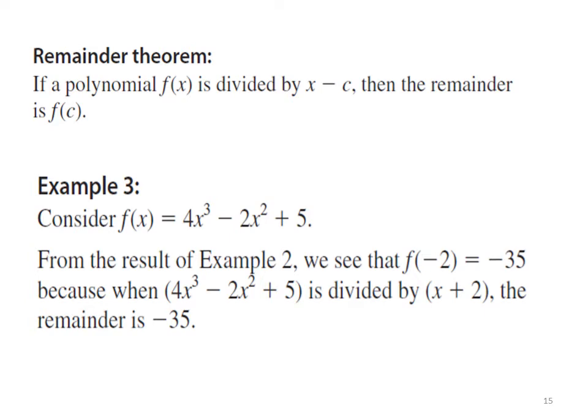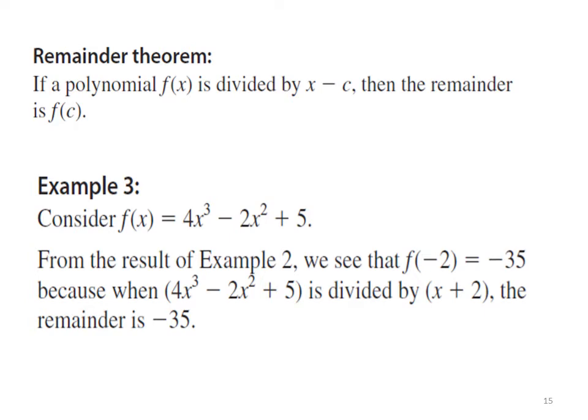In our example, f of x equals 4x cubed minus 2x squared plus 5. If you want to know the remainder by dividing, okay, this is example 2, we divide by x minus 2 or x plus 2. You can actually find the remainder without carrying out the division. Just evaluate the function at minus 2. If you evaluate f at minus 2, you will get minus 35.